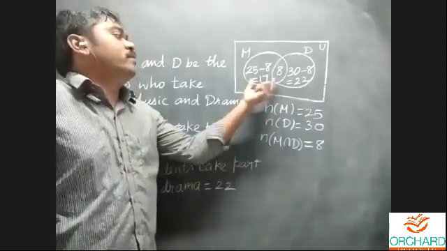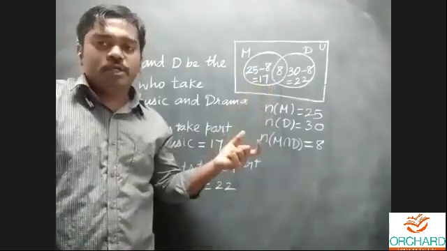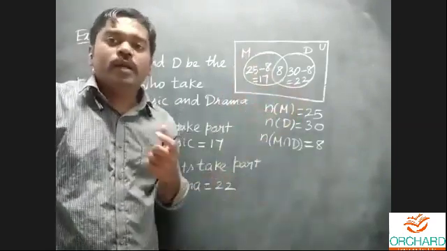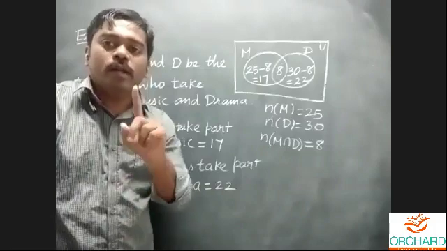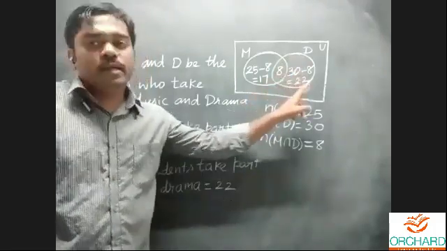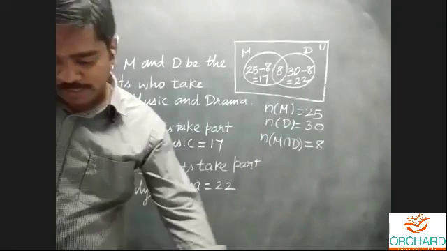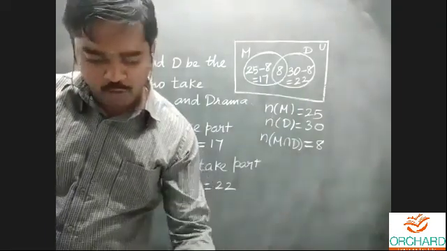Okay, here they will give us the information. They will participate in music and drama as well as both. But how many students are participating only in music and only in drama? And the last one, the total number of students in the class. Here they didn't give how many students are in the class.